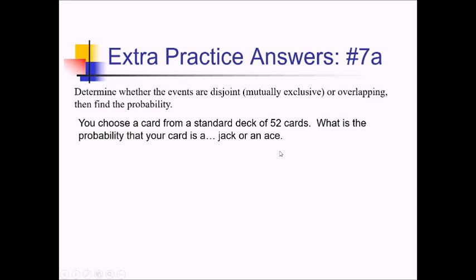So we need to see if this is disjoint or overlapping. Now, the question then is, are there any jacks that are also aces? Are there any cards that belong to both of these categories? And there are not. A jack and an ace, those are completely different types of cards. There's no overlap. So these are mutually exclusive or disjoint. So to find the probability, let's start with the total number of cards, and we'll find the probability of a jack first.